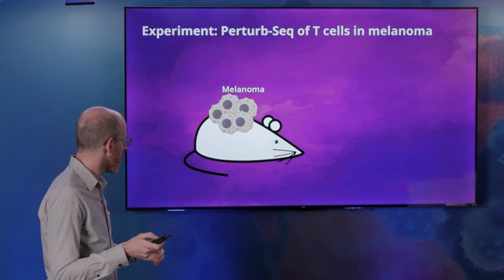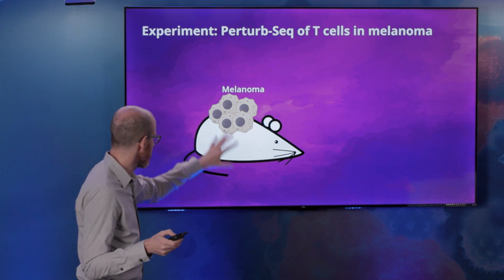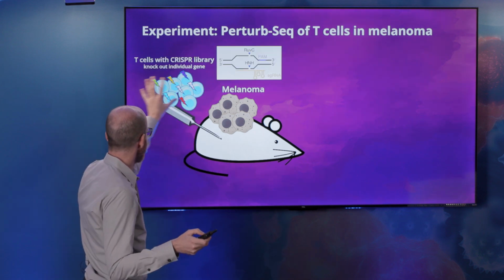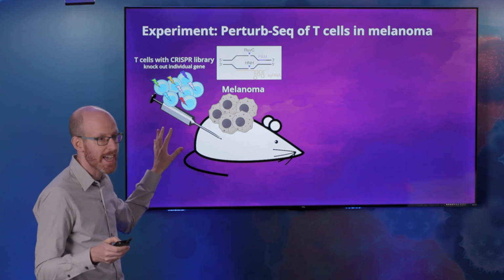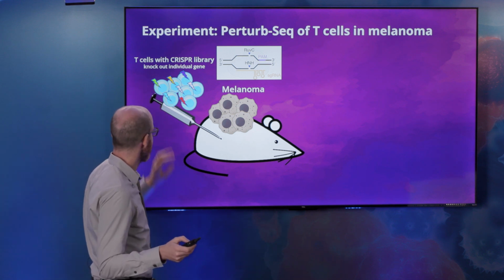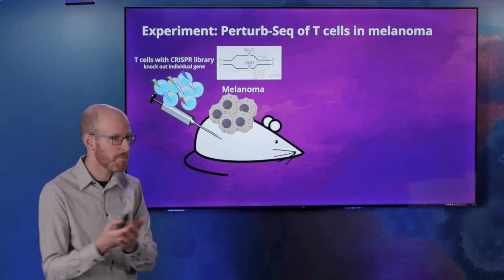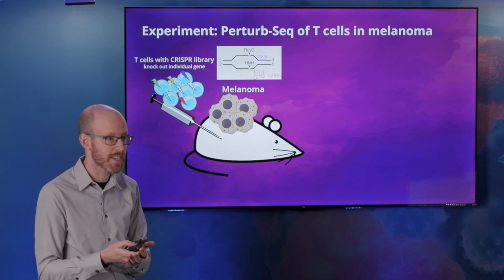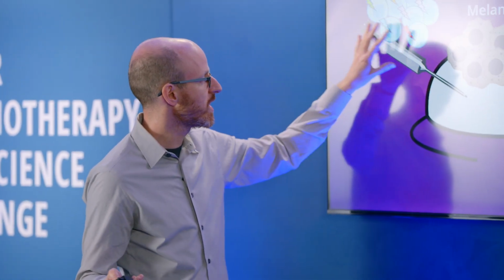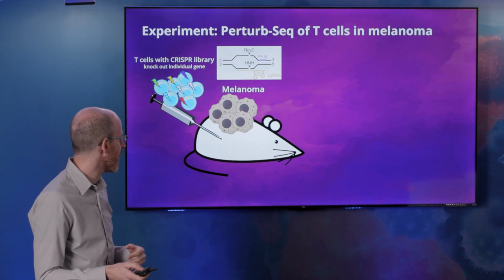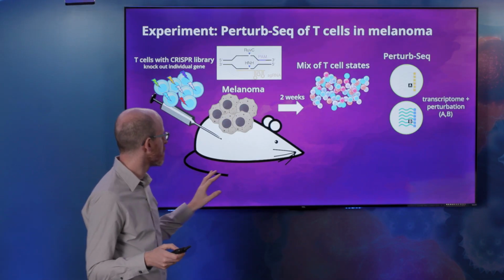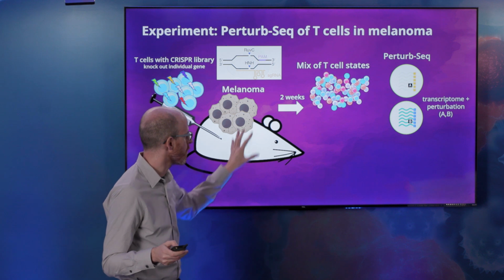Now, then Mark wanted to know, if we take these mice with melanoma, what happens if instead we give them T cells that have been genetically edited? And now individual genes are knocked out in these T cells, and we can ask, do these gene edits, when we knock out a gene, does this affect the ability of the T cell to respond and kill the cancer cells, to kill the melanoma? So Mark prepared T cells with different genetic perturbations. He gave those to the mice with melanoma. Those T cells proceeded to fight the melanoma, and they went through their differentiation pathways. And then after 2 weeks, Mark isolated the T cells from the tumor and performed Perturb-seq.